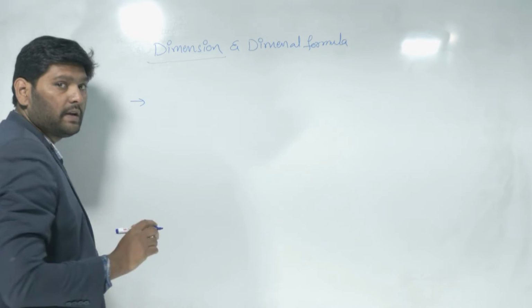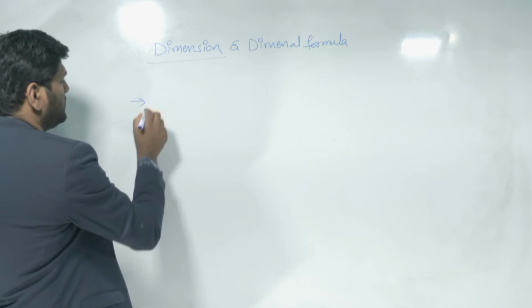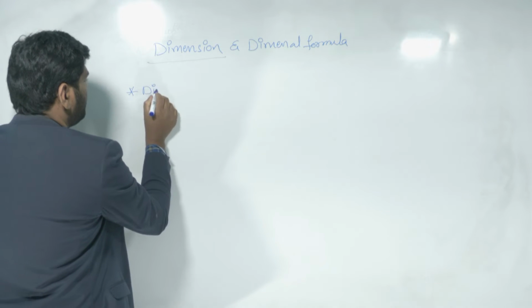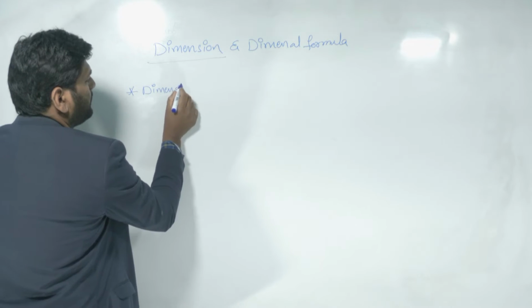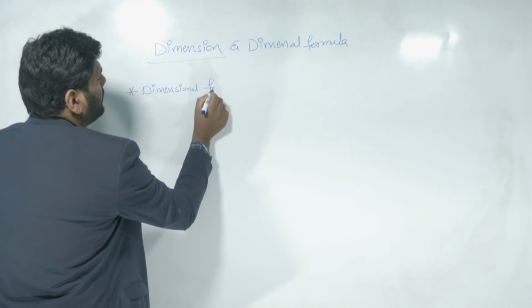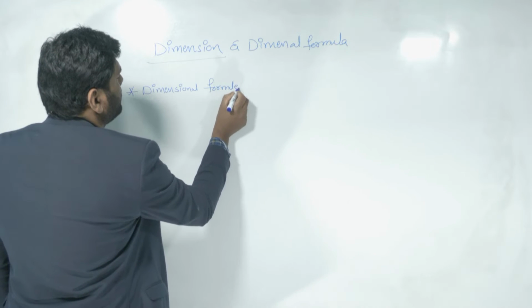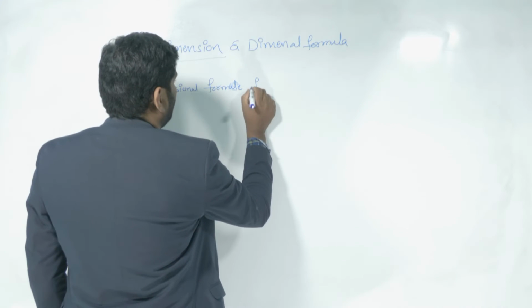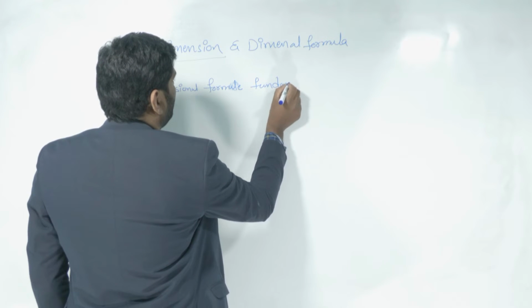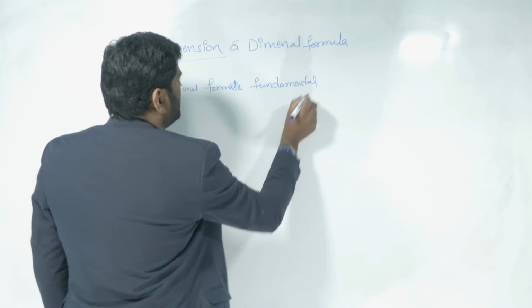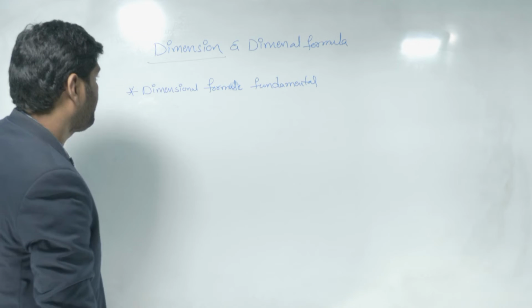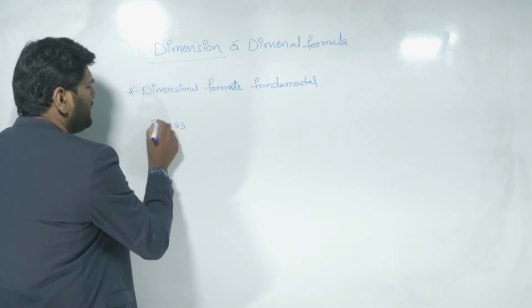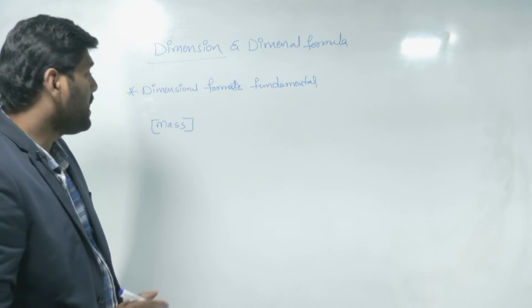So you know, fundamental quantity, the first one is mass. Dimensional formula for fundamental quantities. Fundamental quantity. First one is what? Mass.